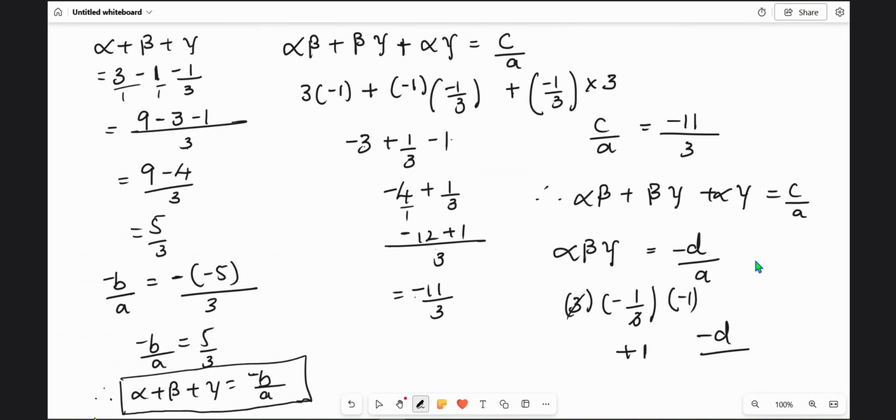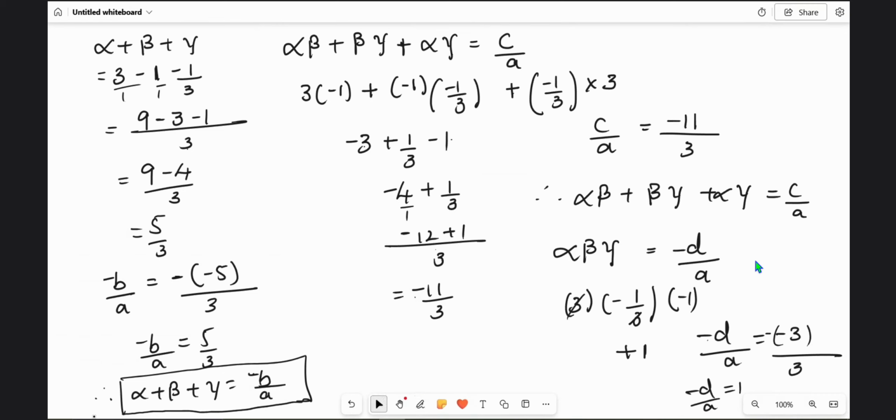And minus d by a. D is minus 3, no? D itself is minus 3. So minus of minus 3 by 3. So minus d by a will be equal to 1. Again, we are able to verify that alpha into beta into gamma is equal to minus d by a.